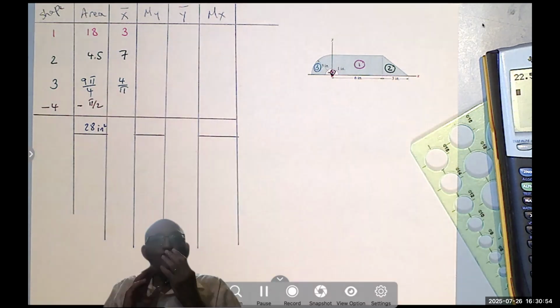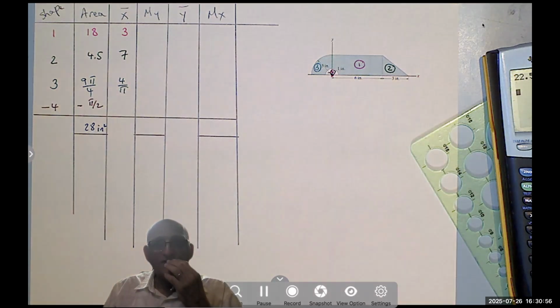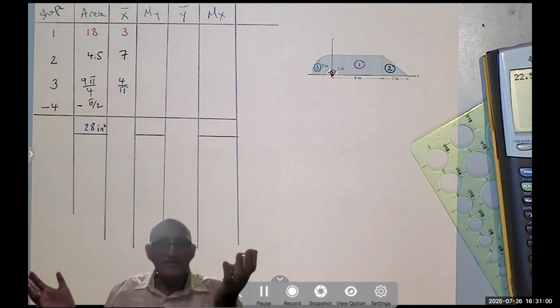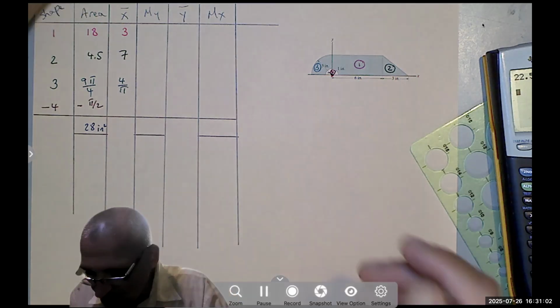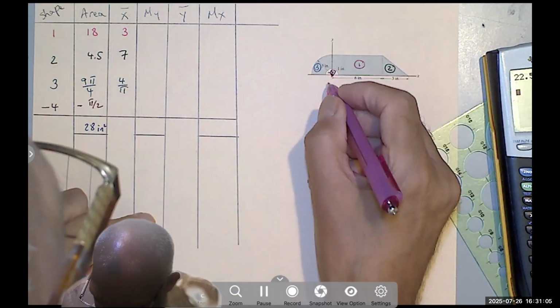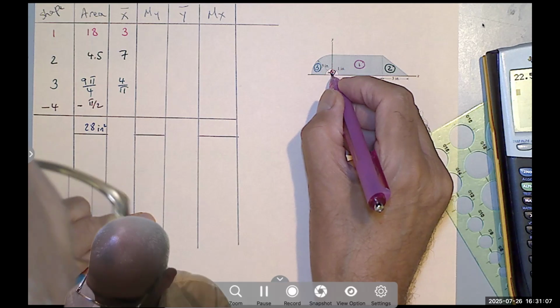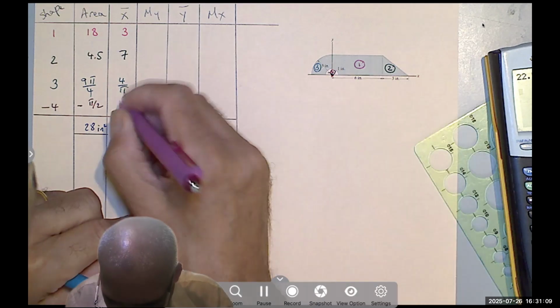And how about the x-coordinate of the centroid of the semicircle? Of course, it's 0. Why 0? Because the centroid is on the y-axis. So how far from the y-axis is it? It's 0.